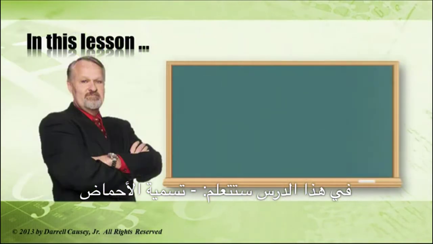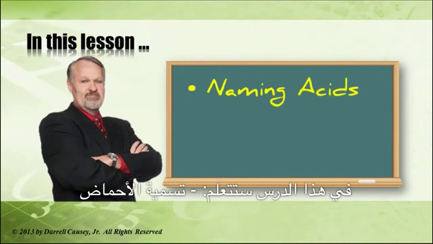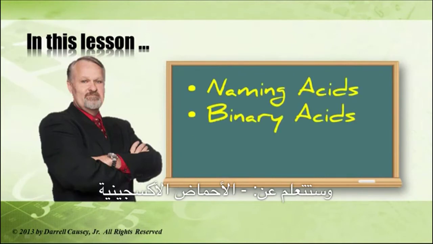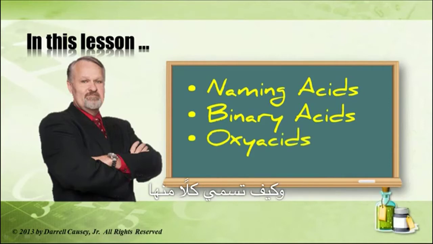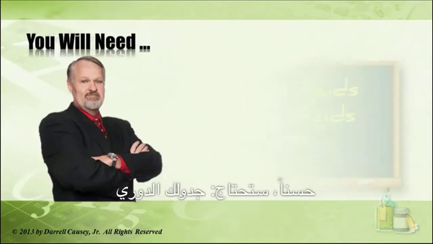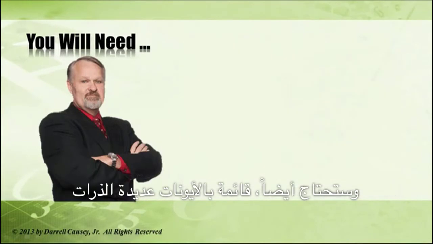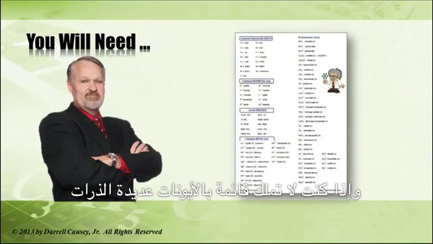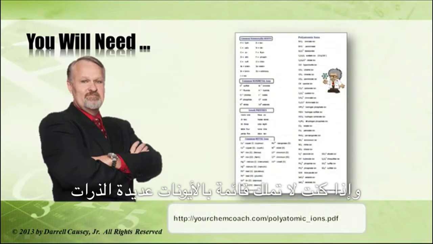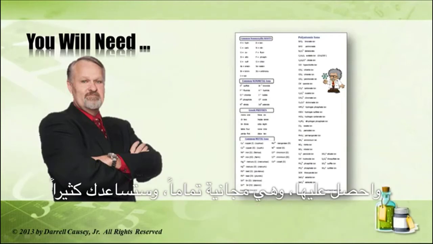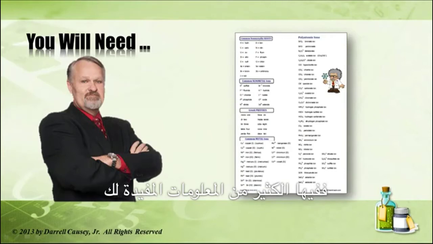In this lesson, you're going to learn about naming acids, binary acids, and oxyacids, and how to name all of them in a quick and easy fashion. You will need your periodic table, and you're also going to need your polyatomic ion sheet. If you don't have a polyatomic ion sheet, go to the link below and get it. It's totally free, and it'll be a helpful tool for you. It has a lot of good information on it.